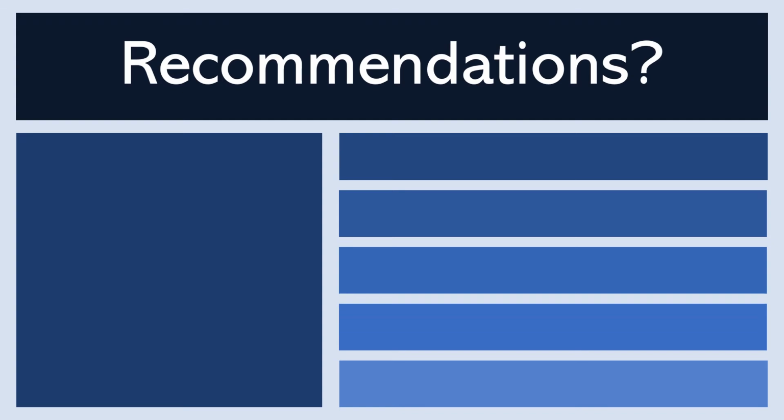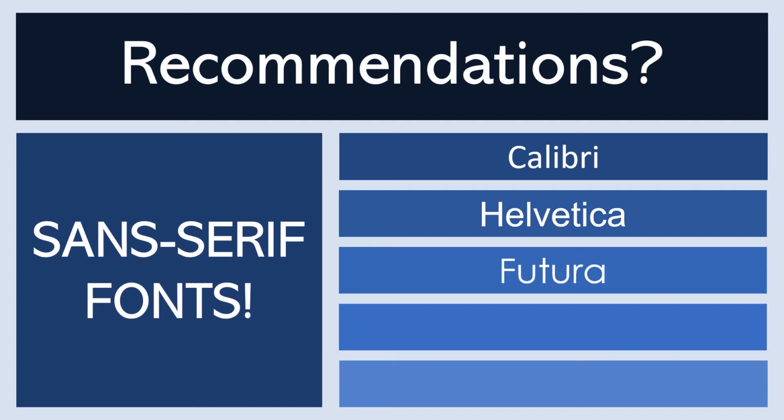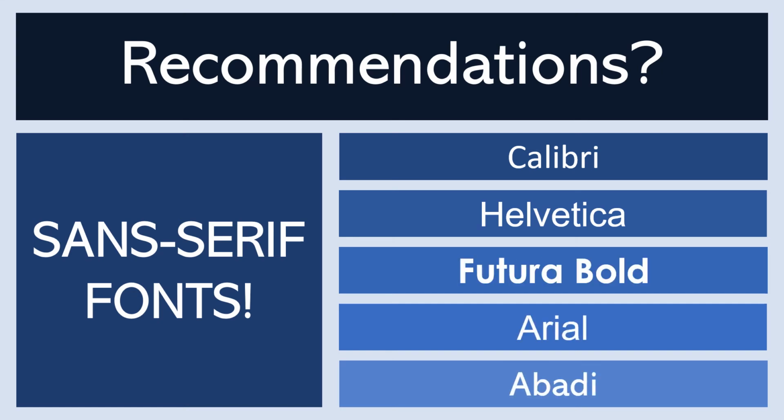So what should we use instead? Sans serif fonts. For example, Calibri, which is the default. I'm not a big fan of this one because the edges are a little bit rounded, and that's just not my personal preference. But we have Helvetica, which is a great font. It's got nice, sharp, crisp, clean edges. We have Futura, which you can also make Futura bold. We have Arial, and finally we have Abadi. And Abadi is actually the one that we're using for this PowerPoint slide here. So if you like these fonts, check that one out.